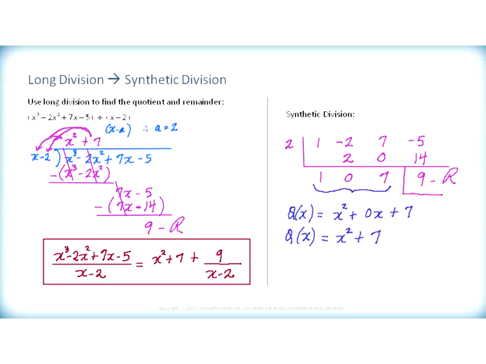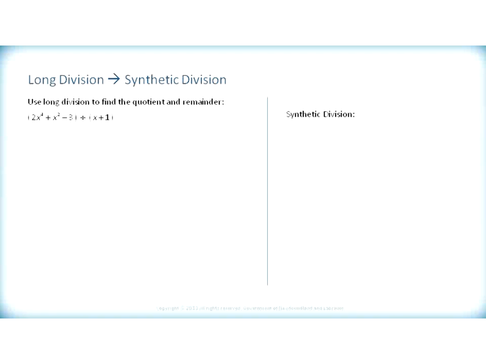Let's look at another example. Again, we will use long division and synthetic division to find the quotient and the remainder when the polynomial 2x to the 4 plus x squared minus 3 is divided by x plus 1. This time, notice that there is no cubic term.